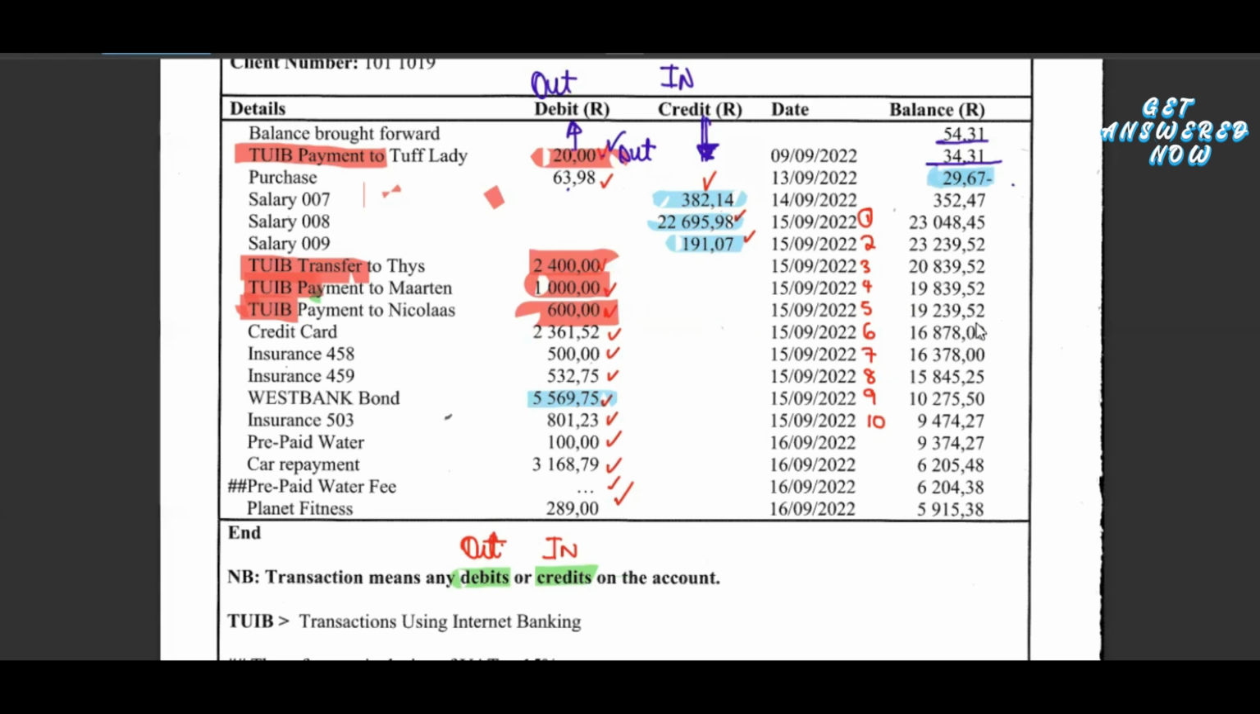Take another critical note here. 382.14 cents. This came in. It found the 29 rand 67 cents. This was already a negative. That simply means when this money comes in, they will subtract off the 29. Why? Because this was a negative number. So we remain with 350. You understand?